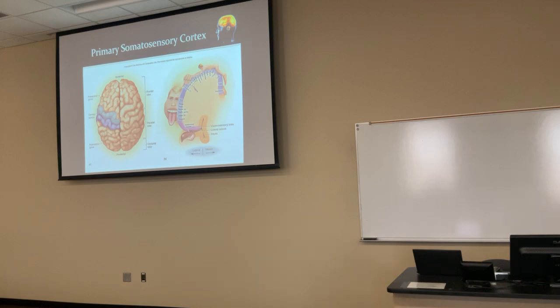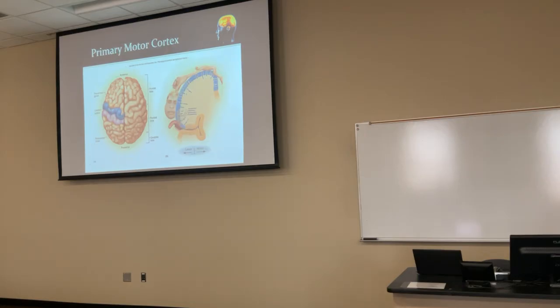I'm sorry. This is the primary somatosensory cortex, not the motor cortex. That's the next slide. So these are the regions that interpret sensory signals from all those areas. You have lots of sensory receptors in your face, and that's why it takes a lot larger area of that postcentral gyrus to interpret signals from the face. Sorry about that. I got those two mixed up.